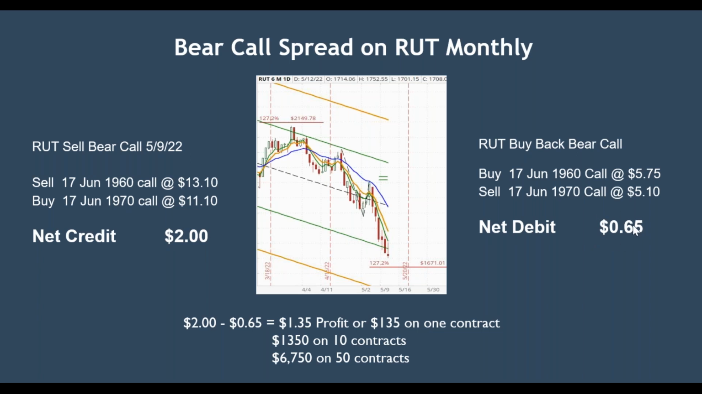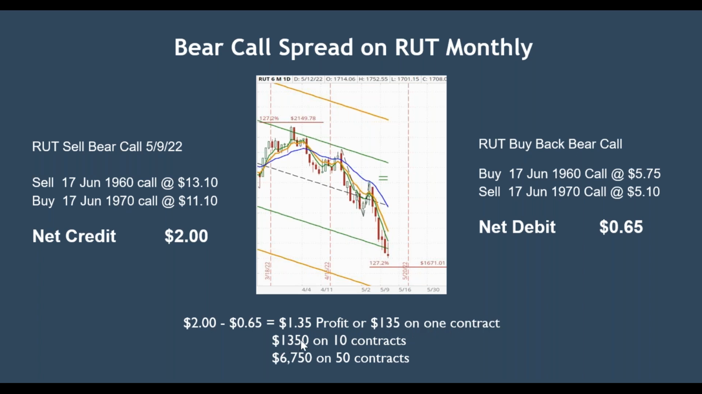and then I got out with a net debit of 65 cents. I'm never going to take these till expiration. You don't have to worry about assignment. If we have a nice profit, I'm going to go ahead and take it. That's what I did here. I bought it back, came up with a $1.35 profit on one contract, or $135 on one contract.